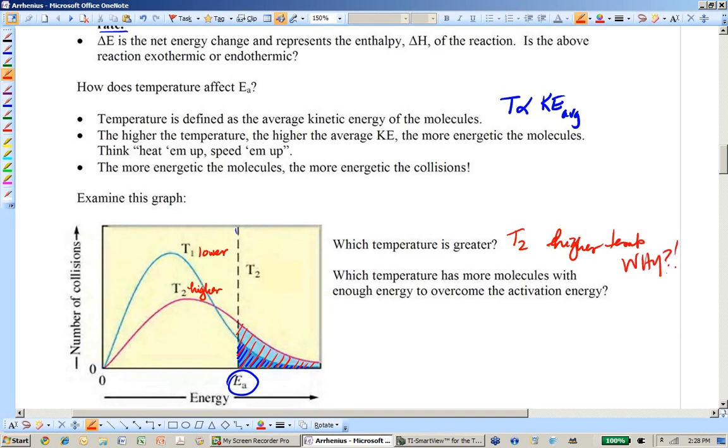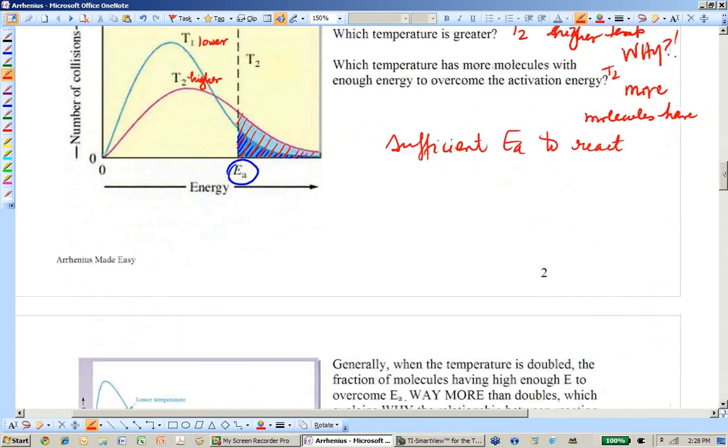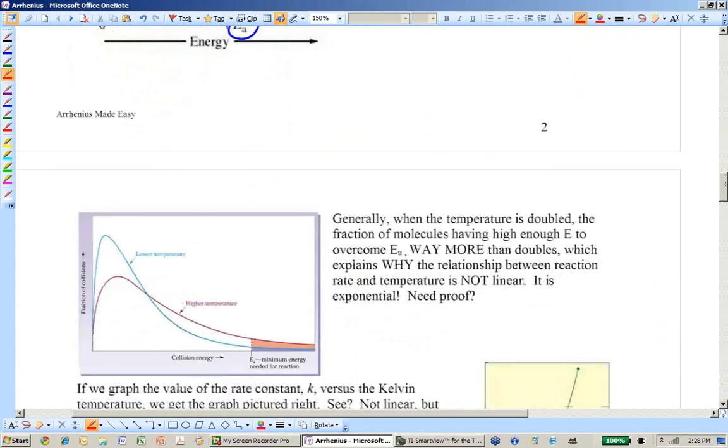Why? More molecules have sufficient activation energy to react. So which temperature has more molecules with enough? That would also be T2. So be able to talk about the why. More molecules have achieved the threshold activation energy and go on to react.